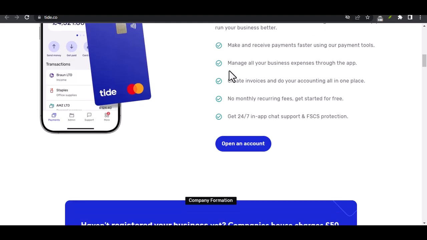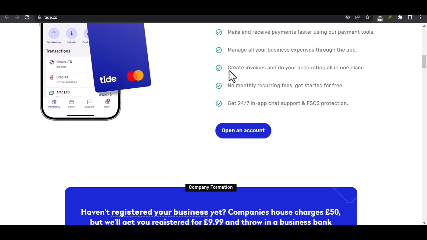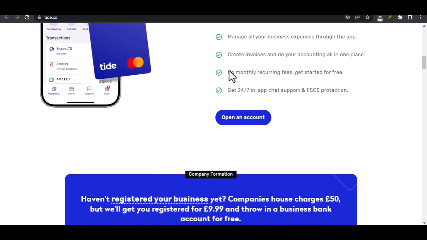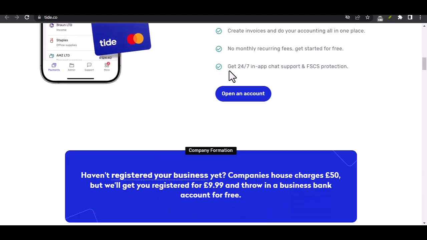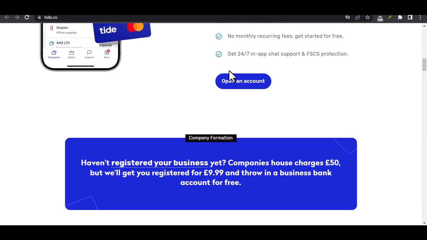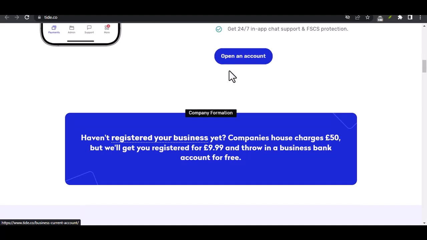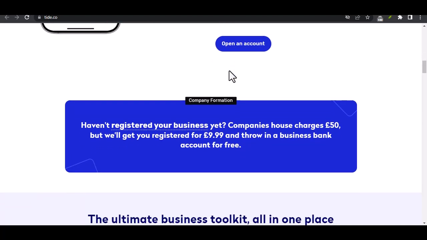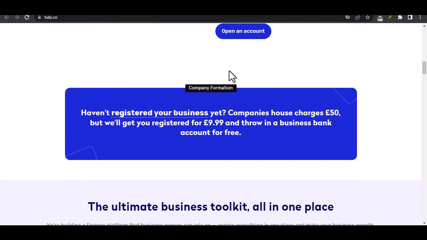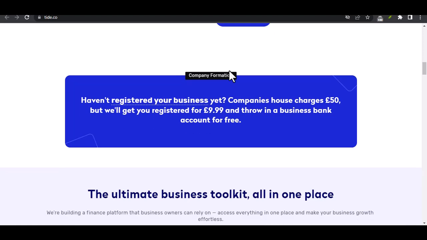The interest rate question. Direct answer. Now, let's get to the heart of the matter. What is the interest rate for Tide business accounts? Unfortunately, there's no one-size-fits-all answer. Tide's interest rates can vary depending on several factors, including account type. Different Tide accounts may have varying interest rates.